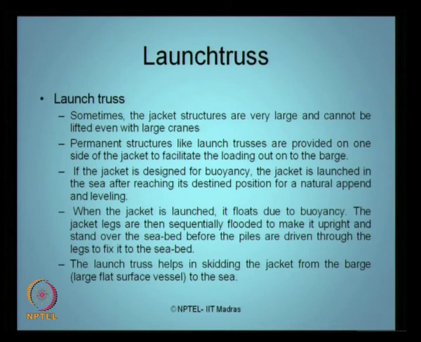The jacket is launched in the sea after reaching its destined position, for natural upending and leveling. When the jacket is launched, it floats due to its buoyancy. The jacket legs are sequentially flooded to make it upright, which we call upending. In the next few lectures we will see the construction process involved in the installation of a jacket structure.